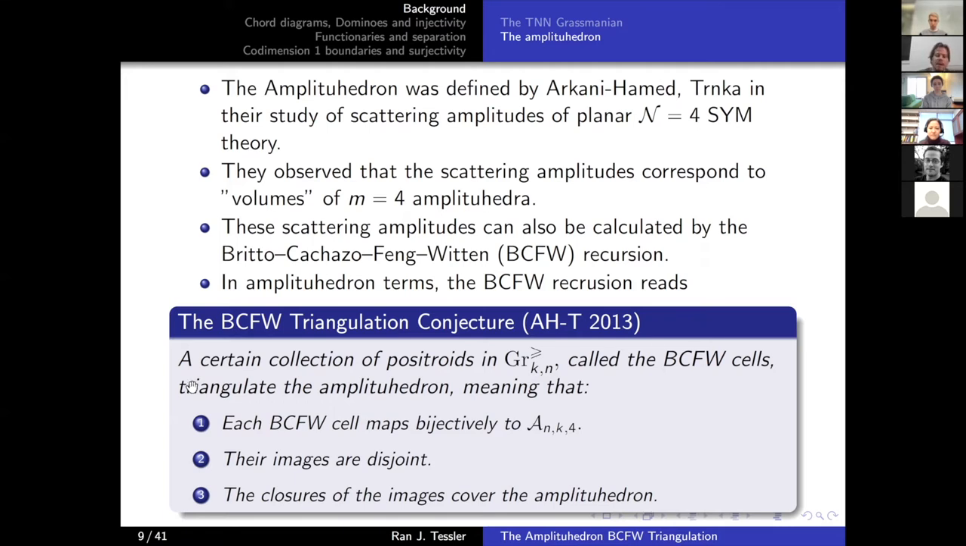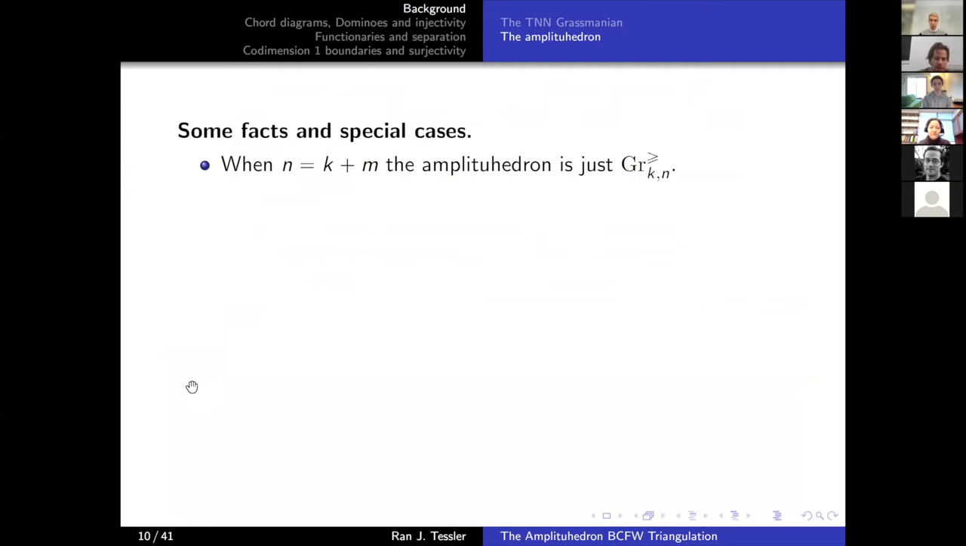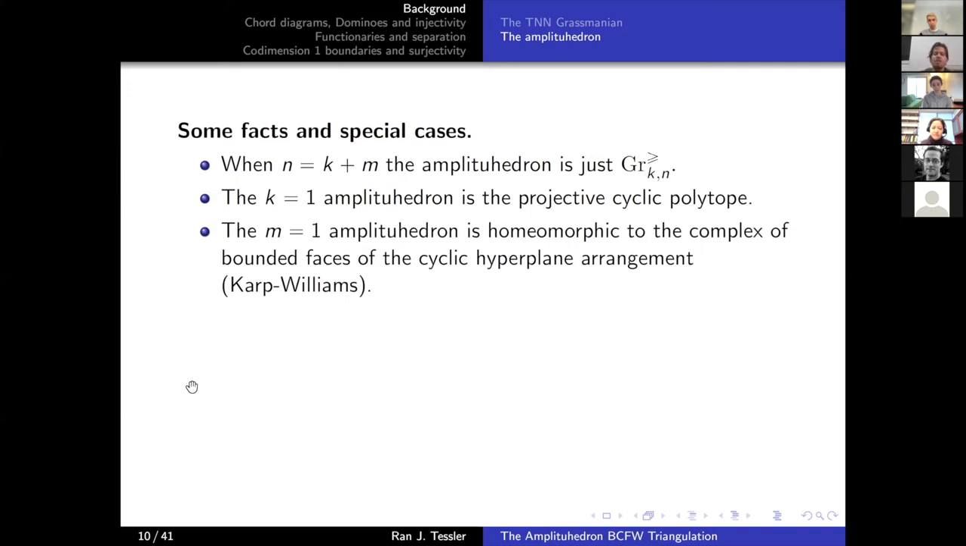Before I get to it, let me describe some special cases of the amplituhedron and of triangulations of it. So when n is k plus m, the amplituhedron is just the non-negative Grassmannian, and it has a triangulation by a single cell, the big cell of the non-negative Grassmannian. The k=1 amplituhedron is the projective cyclic polytope. Its triangulations were studied by Rambau and others. The m=1 amplituhedron is homeomorphic to the complex of bounded faces of cyclic hyperplane arrangements developed by Karp and Williams, who also studied its triangulations.